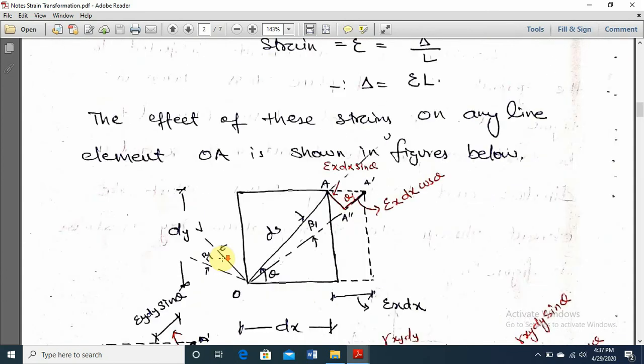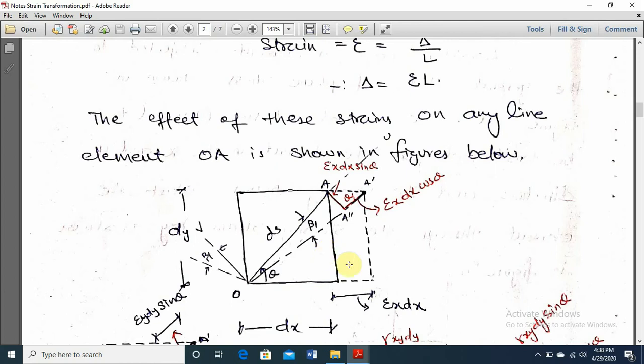Suppose this is an element OA. Now it has been changed to an element OA dash. So change in length is AA dash. We will draw the components of it. This change in length has a parallel component and a perpendicular component. A parallel component will give you the change in length, whether it is increasing or decreasing, and this perpendicular component will give you the angular deviation, angular change.